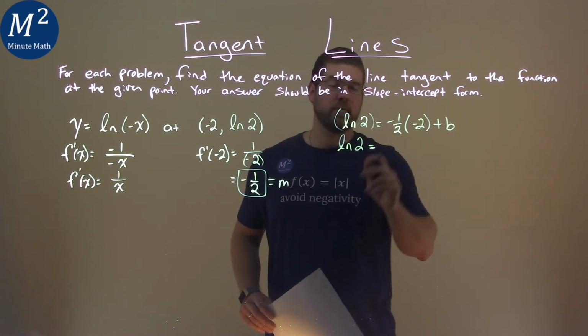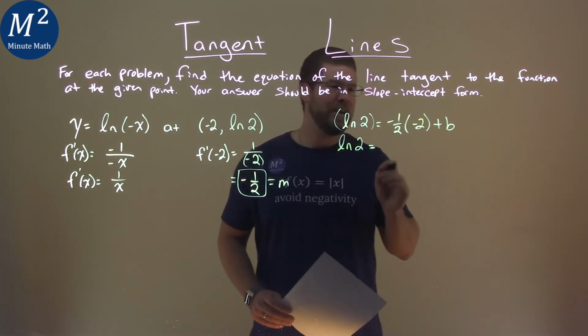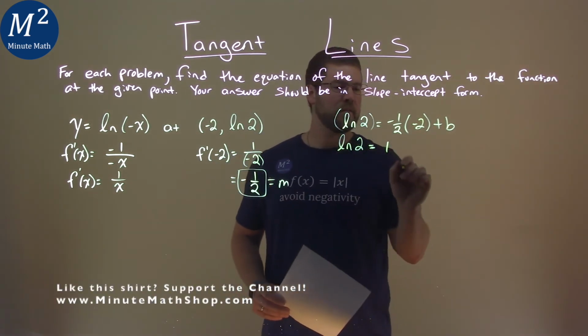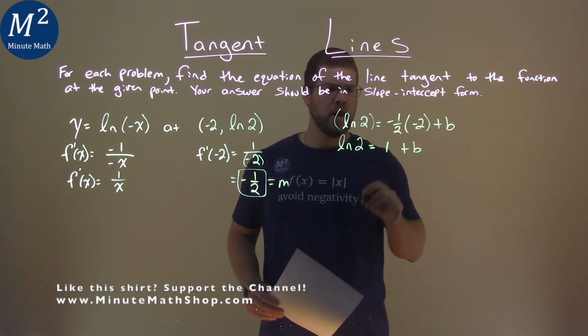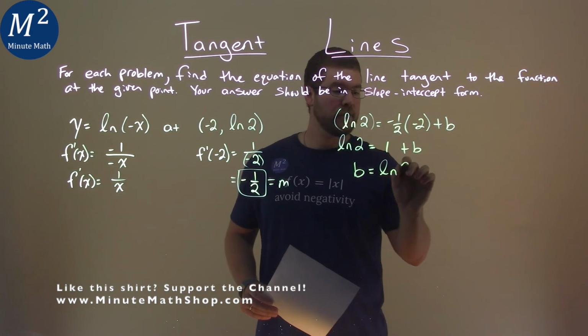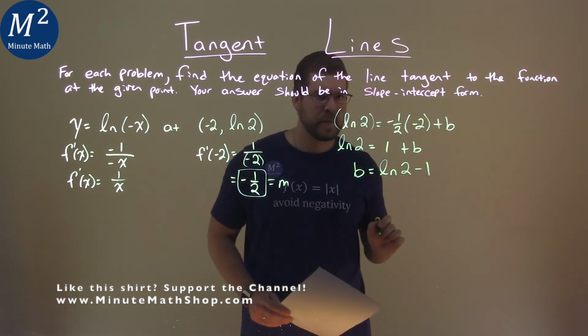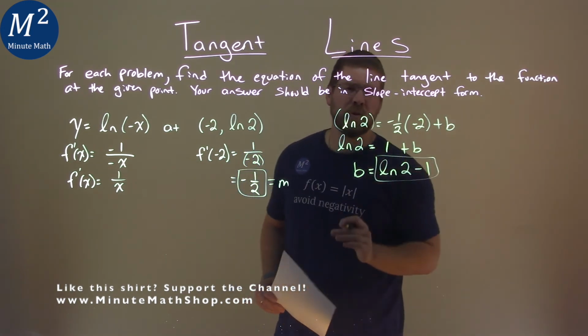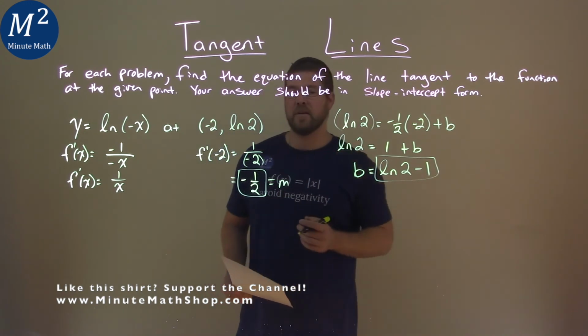Negative 1/2 times the negative 2 is a positive 1. We have positive 1 here plus b. Subtract 1 from both sides, and b equals natural log of 2 minus 1. Don't be afraid of that b value. You don't need to just get a decimal. Let's leave it as it is.